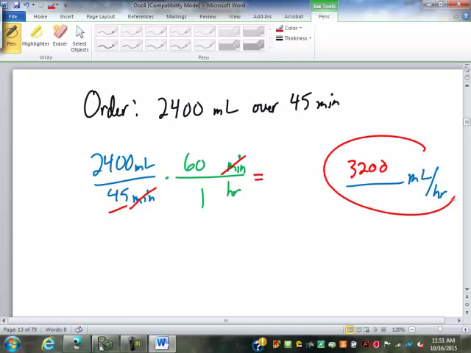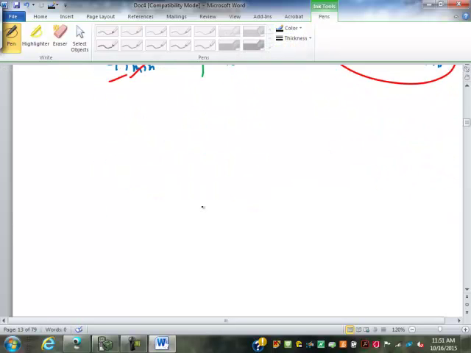How many of you came up with 3,200 milliliters per hour? Perfect. That's actually quite fast, by the way. That would be a little hard to do. You're running about 300 drops per minute there, pretty much a steady stream.